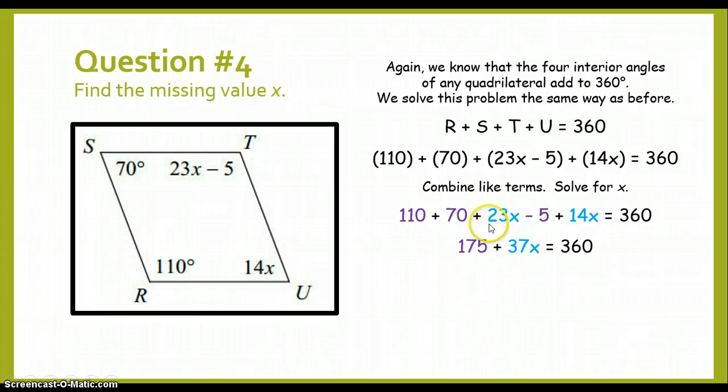And then we combine the blue terms, which are the x terms, and we get 23 plus 14, which is 37x. So now we have 175 plus 37x equals 360. So again, we simplify, we subtract 175 from each side, and we're left with 37x equals 185. Then we divide by 37 on each side, and we're left with x equals 5.